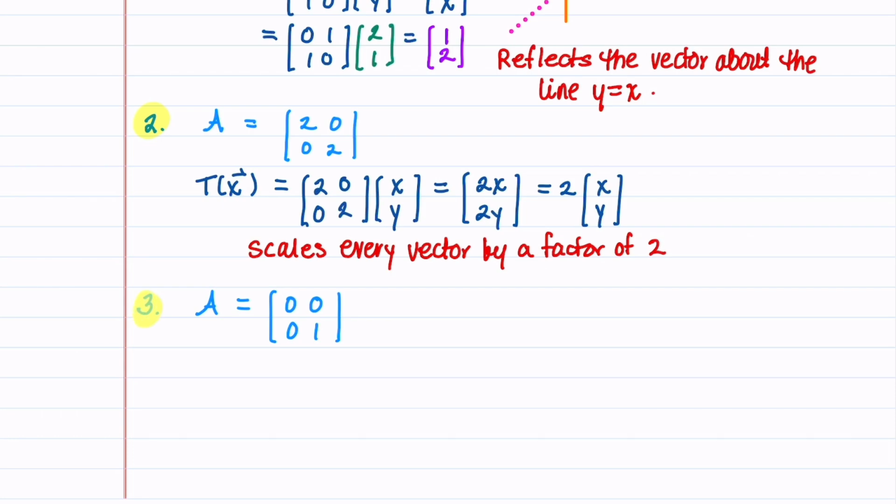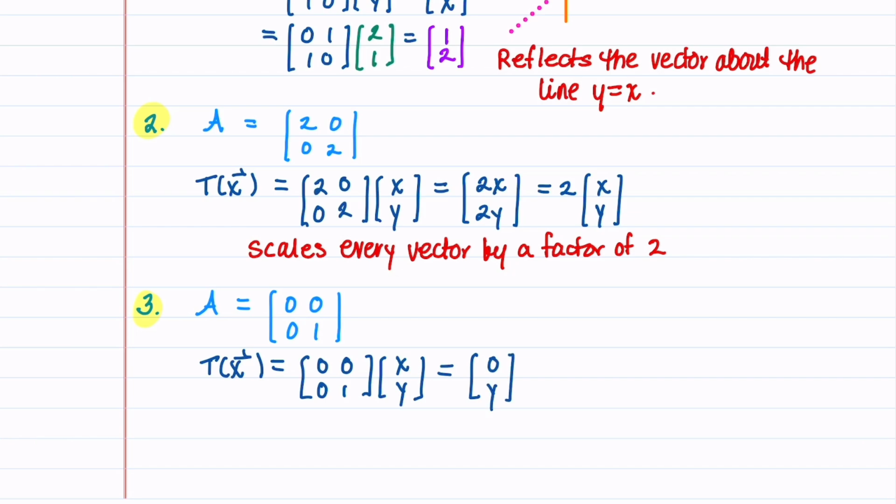Let's now look at our third example. T of x is going to be equal to A, 0, 0, 0, 1 times our arbitrary vector xy. And what we get is a 0 in the first component and a y in the second component. This means that this transformation projects every vector onto the y-axis.